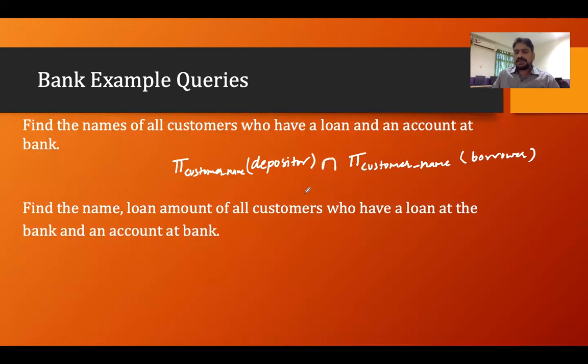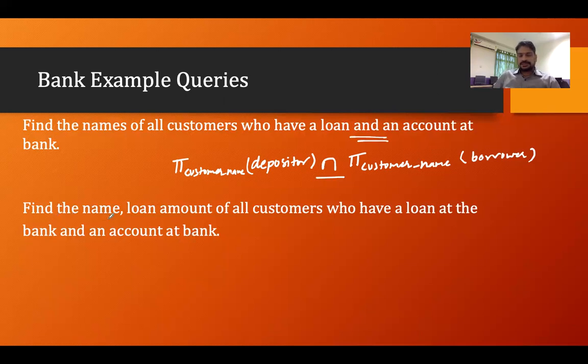Now what will it tell me? It will tell me which customer names are common: who has an account as a depositor, as well as who has a loan. The depositor table will give me the customer names who have an account, and the borrower table will give me the customer names who have a loan. And it requires both, right? Customers who have a loan and an account. So we'll make a set intersection to get it. Okay, this is how we can do that.